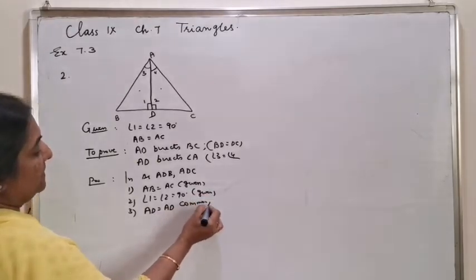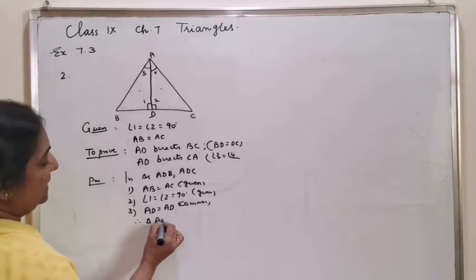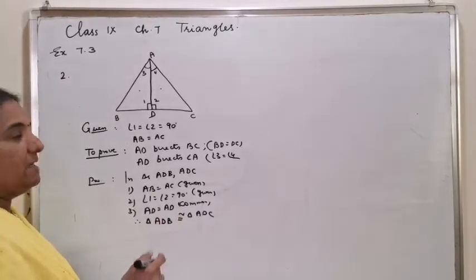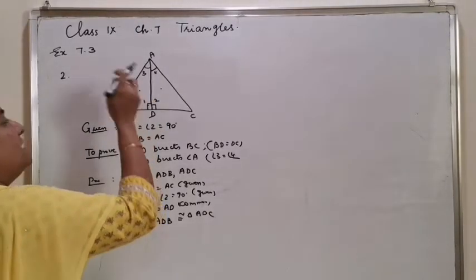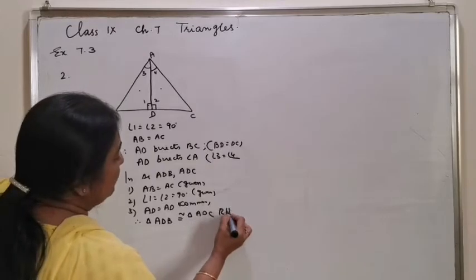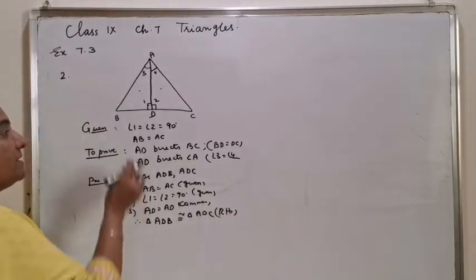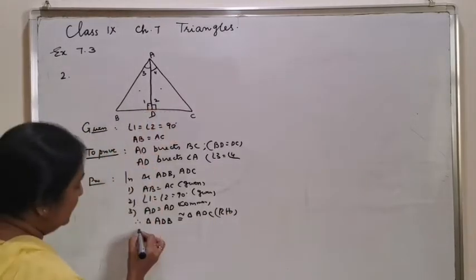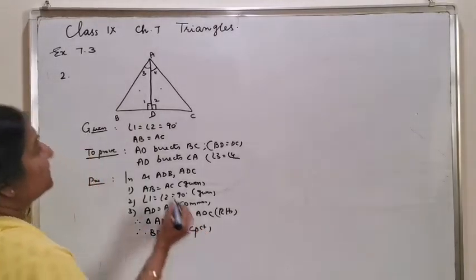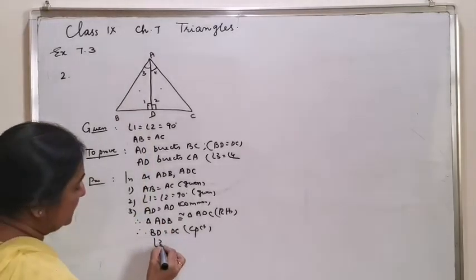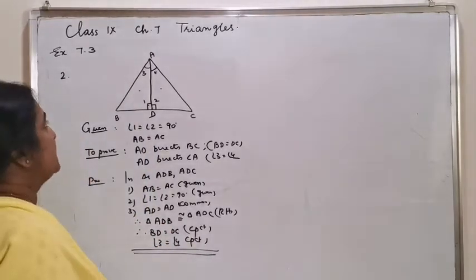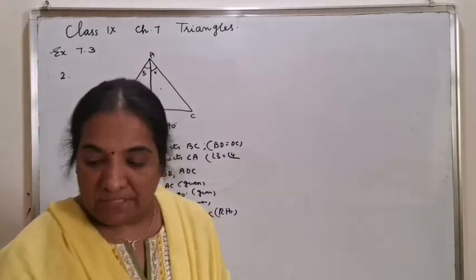Therefore, triangle ADB is congruent to triangle ADC by right angle, hypotenuse, side, by RHS. Now, therefore, BD is equal to DC as CPCT. Also, angle 3 is equal to angle 4 as CPCT. That is question number 2. Question number 3.